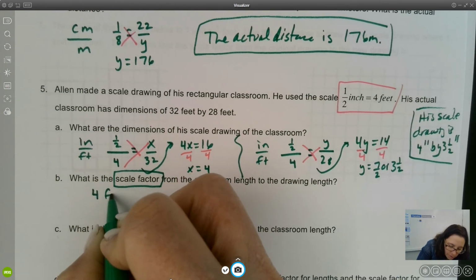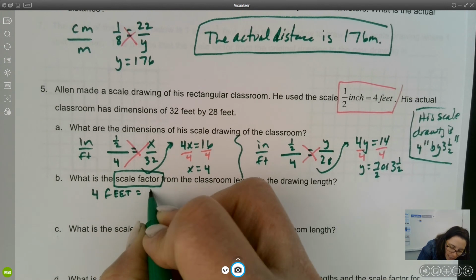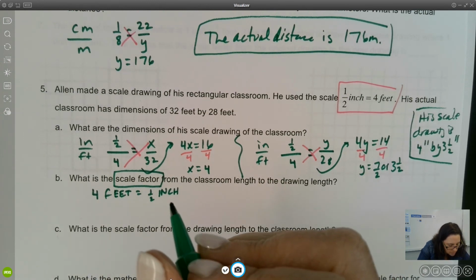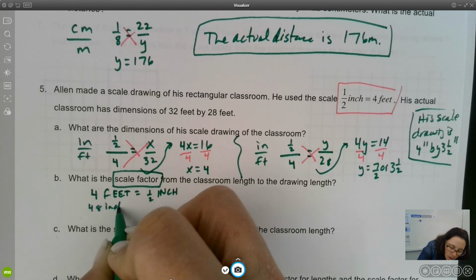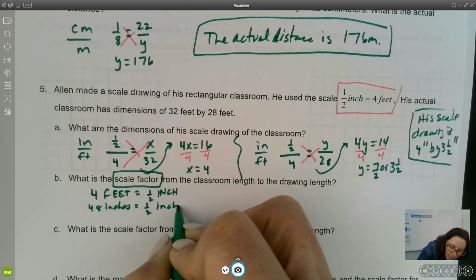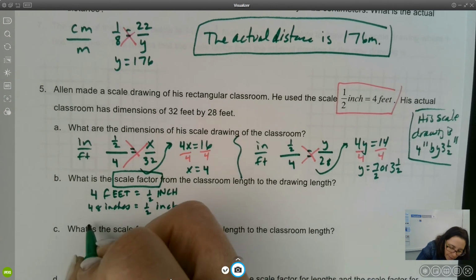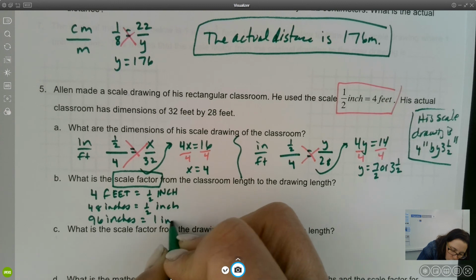Okay, so let's think about this. If 4 feet equals 1/2 an inch, doesn't it make sense that 48 inches equals 1/2 an inch? Aren't there 12 inches in a foot? And if we have 4 feet, 4 times 12 is 48 inches. You know, I want a 1 here. That would be 96 inches to 1 inch.